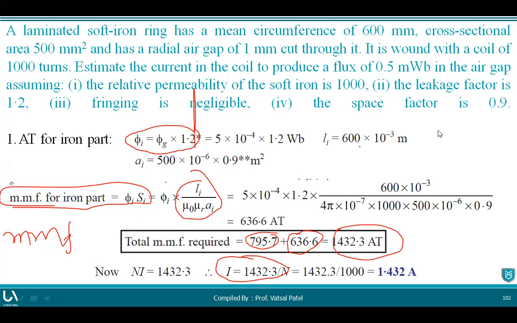See, the space factor is the ratio of the cross-sectional area of the iron material divided by the cross-sectional area of the air gap material. That is the unit of the space factor. Shall we go ahead now?